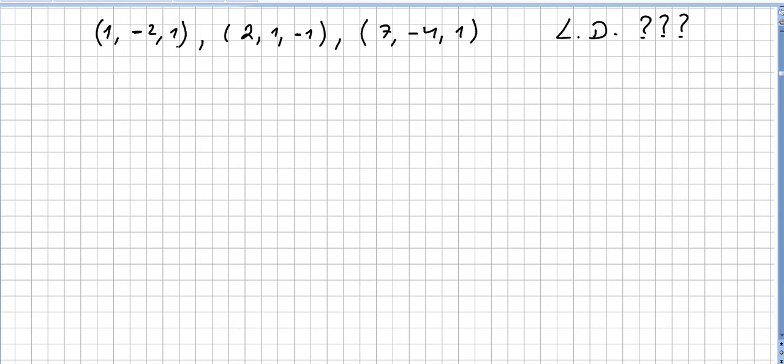Okay, let us say we have three vectors, 1, minus 2, 1, 2, 1, minus 1, and 7, minus 4, 1. Let us see if these three vectors are linearly dependent. We are going to do this two ways. One is we put the vectors here, 1, minus 2, 1, plus 2, 1, minus 1, plus 7, minus 4, 1.